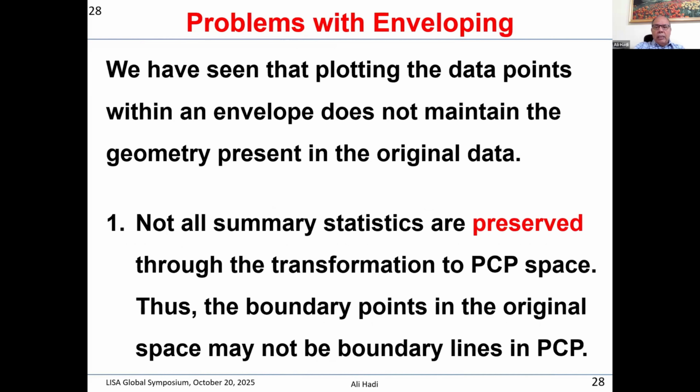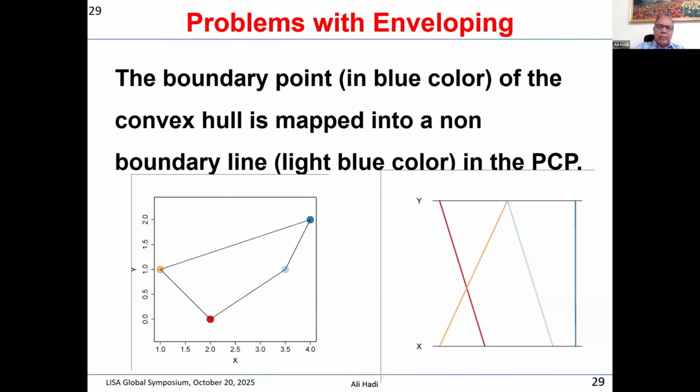So we have seen that plotting the data points within an envelope does not maintain the geometry presented in the data. So we want to look at something that will preserve this geometry. What we're going to do here is that instead of calculating the summary statistics on the original data, we do the transformation first, and then we compute the summary statistics on the transformed data.